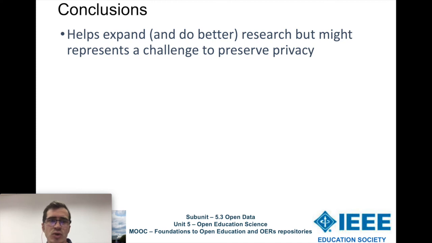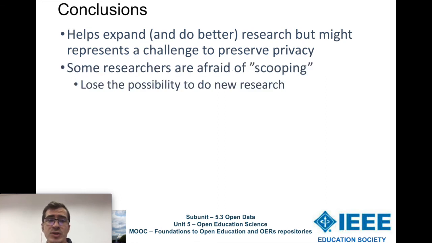So as conclusions, open data really helps expand and actually do better research. However, it's a real challenge to do so while preserving the privacy of the original subjects that were used to collect this data. Additionally, another challenge is that some researchers are actually afraid of scooping. That means that they might be afraid to publish their data openly because other researchers will take the data and possibly do research that they might want to do, and hence lose the opportunity of generating more research.